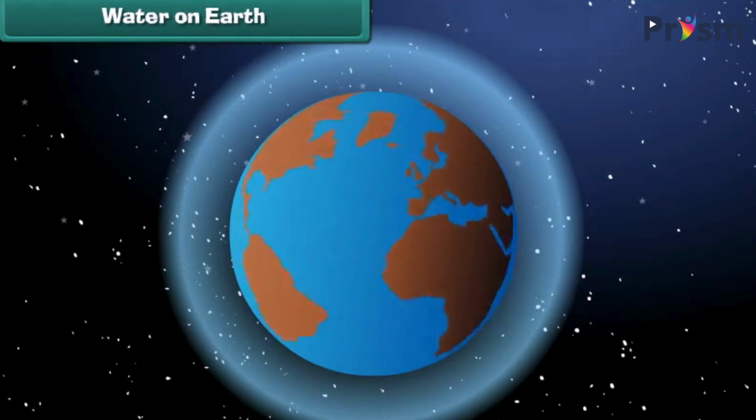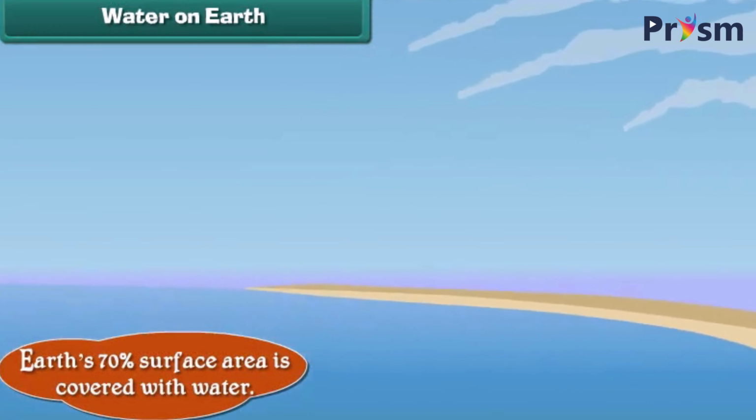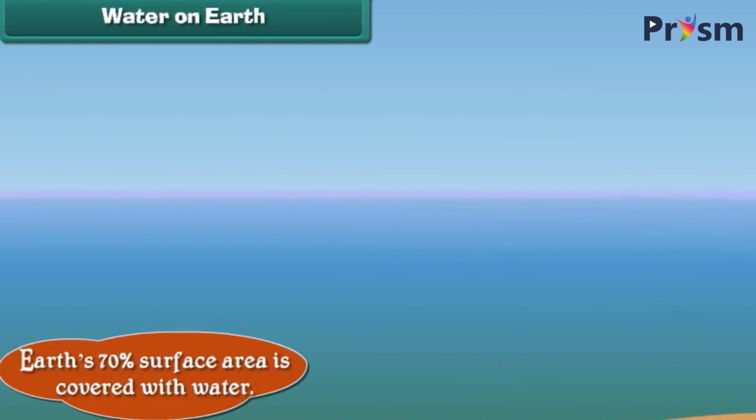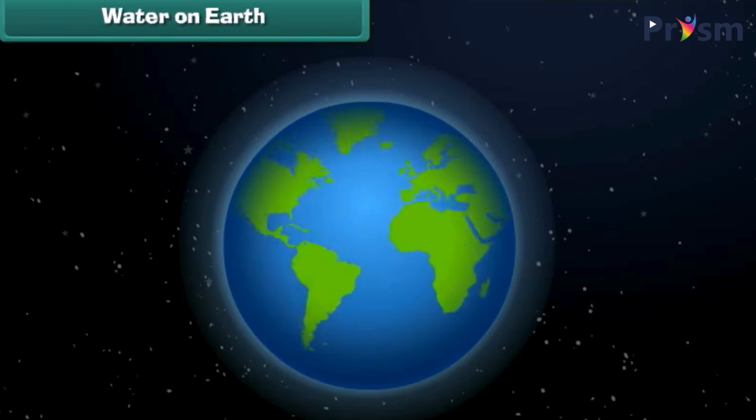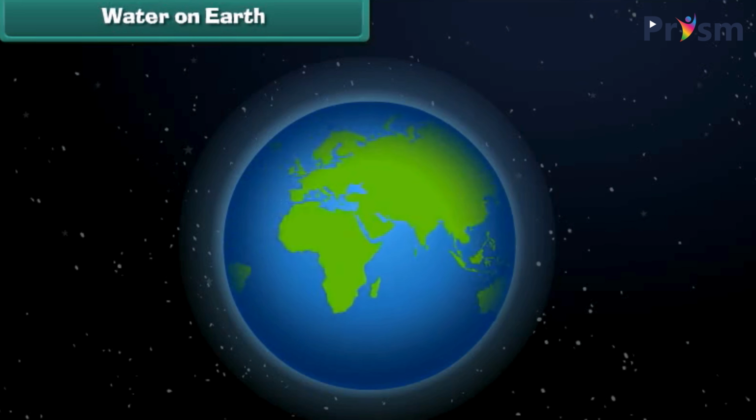Water is the most abundant substance present on the Earth. In fact, our Earth's 70% surface area is covered with water. Do you know Earth is also called a blue planet because when seen from space, it appears blue due to water.